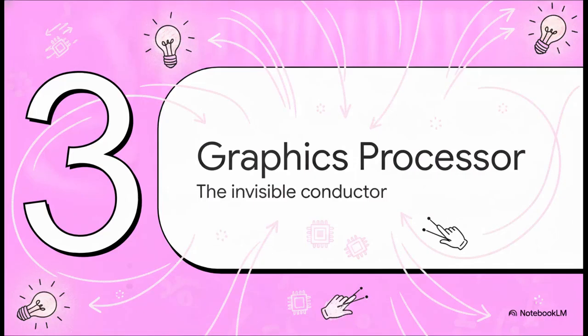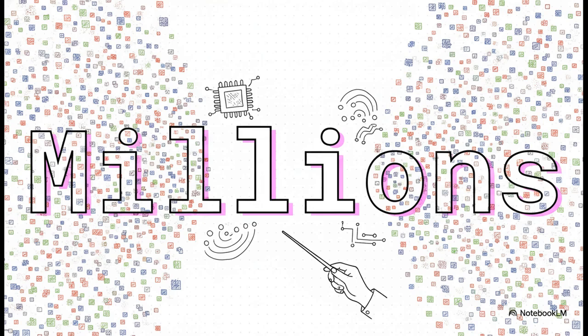That takes us to Section 3, the graphics processor at work. Meet the invisible conductor. Now, having millions of tiny little light bulbs is great, but without specific instructions, they're just going to be chaotic flashes of color. And that brings us to the sheer scale of this one word, millions.